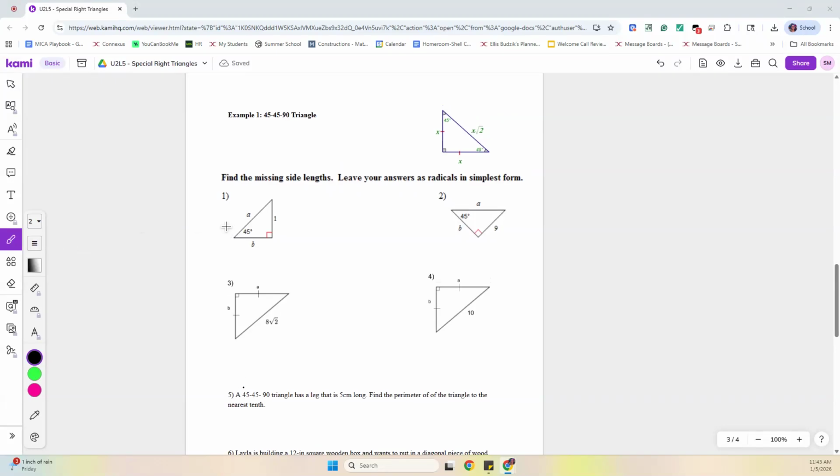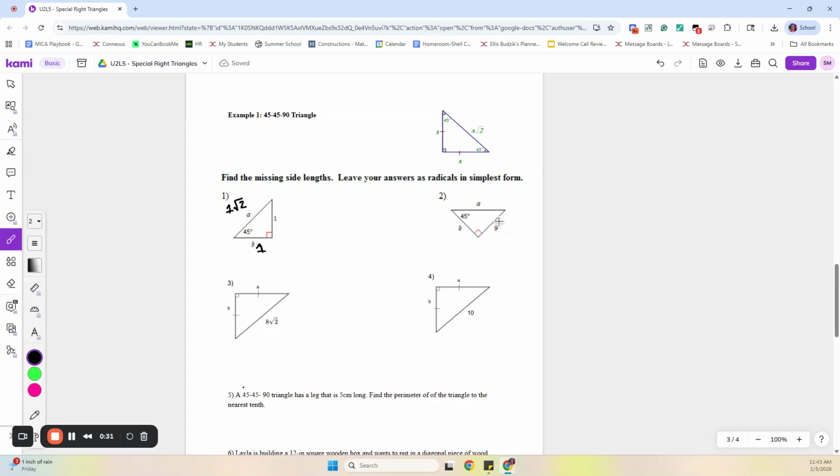All right, for our examples, we're dealing first with a 45-45 triangle, and I have this ratio over here. So again, with a 45-45, my legs are going to be the same, and then the hypotenuse is going to be whatever that leg is times root 2. So for the first one, my leg is 1, so that means my other leg down here, this B value, is also going to be 1. And then my A value is going to be that 1 times root 2, and that's it.